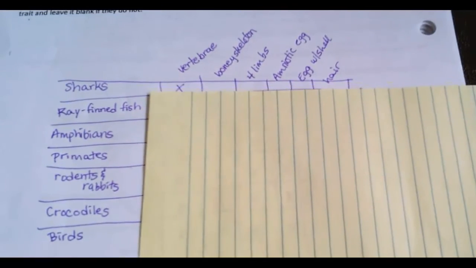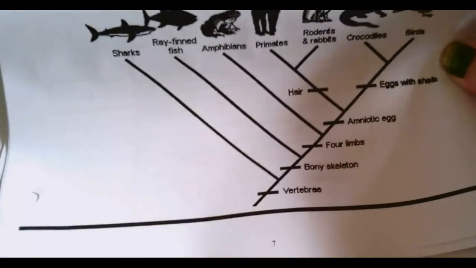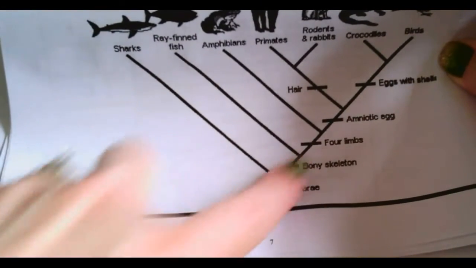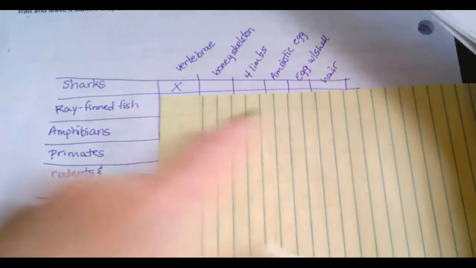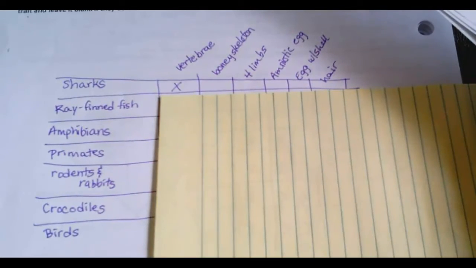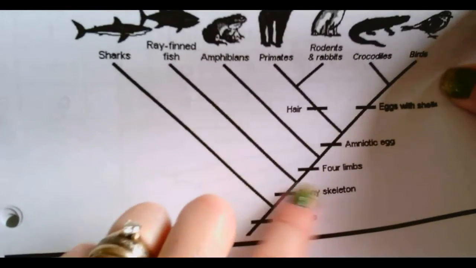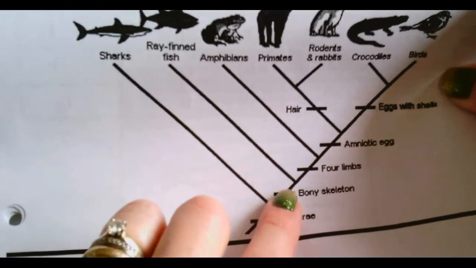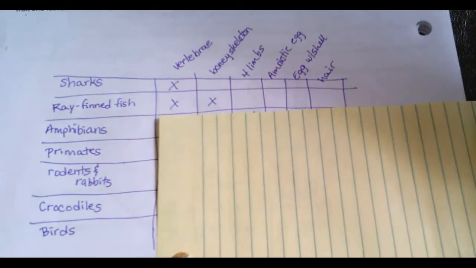And then I went through each species, and I looked, and I said, okay, the shark. If I look at the shark here, the only thing that it has on this column is the vertebrae. So it has vertebrae and none of these other characteristics. And then I look at the rayfin fish. And again, I look at the rayfin fish and it has vertebrae and a bony skeleton before its branch. So we would have vertebrae and bony skeleton.